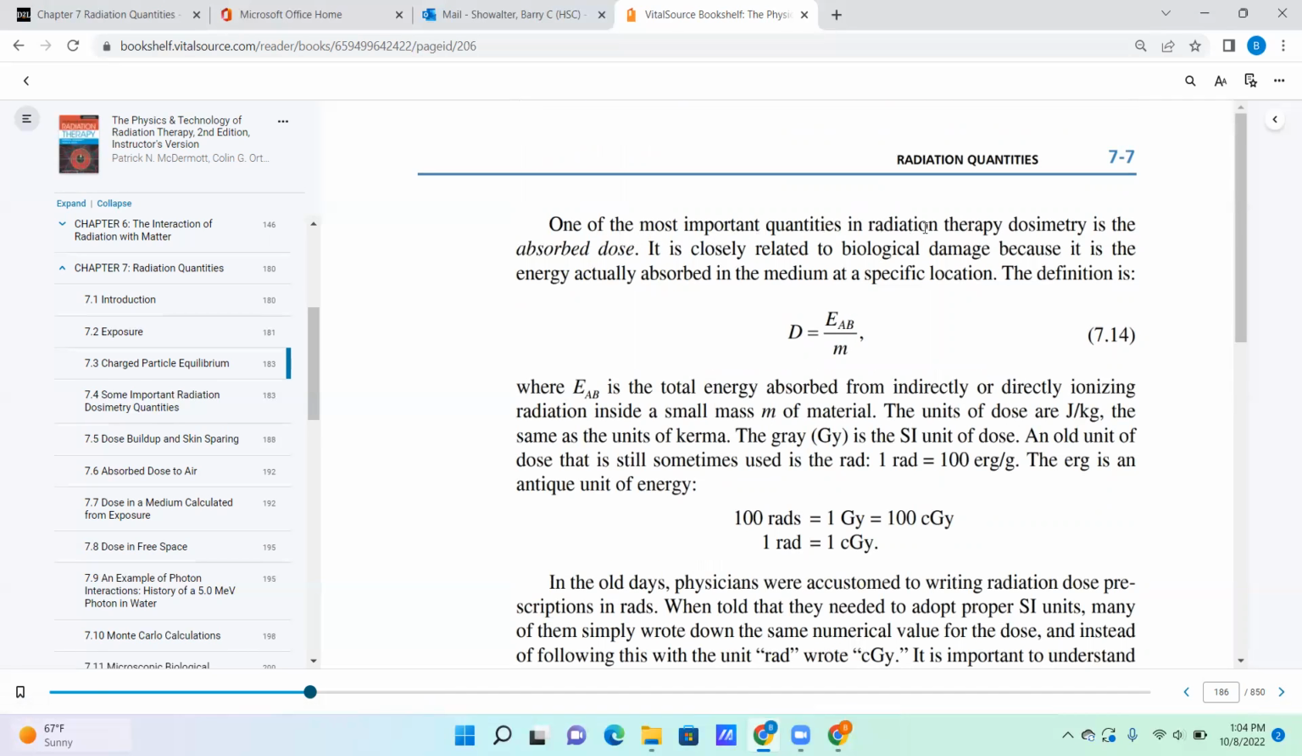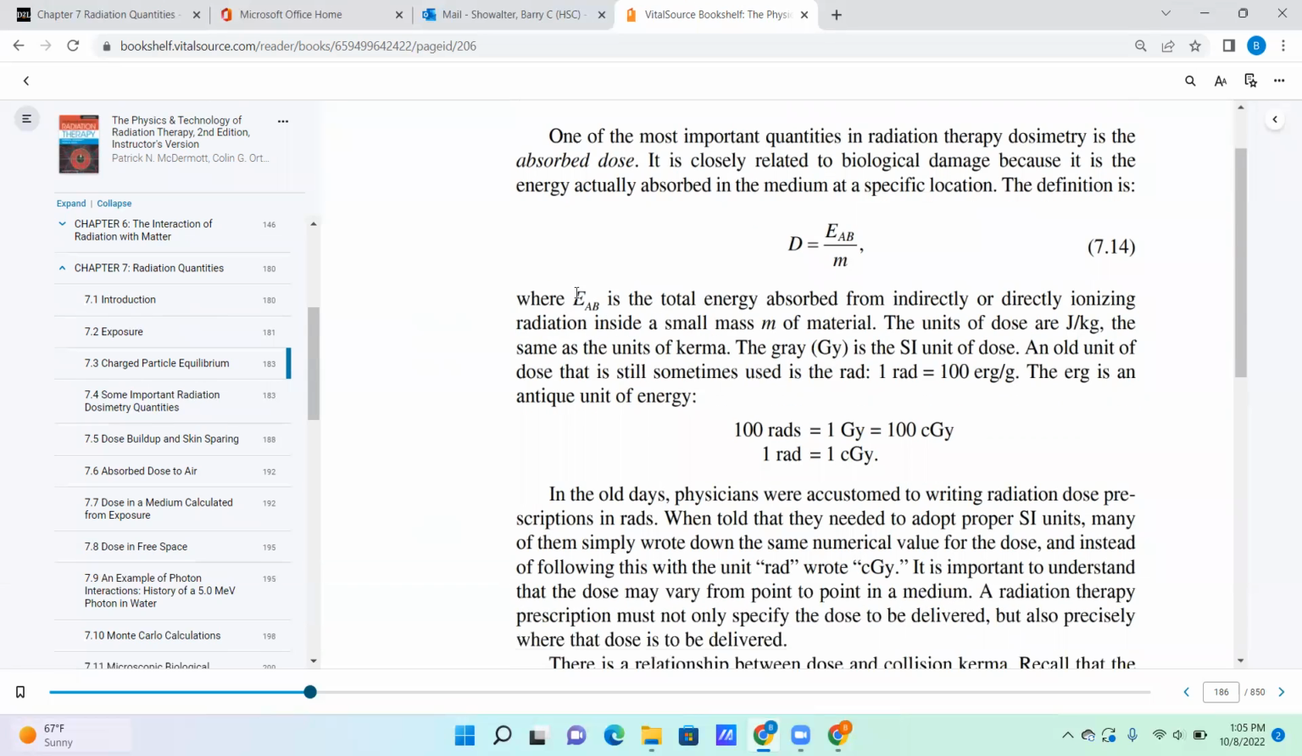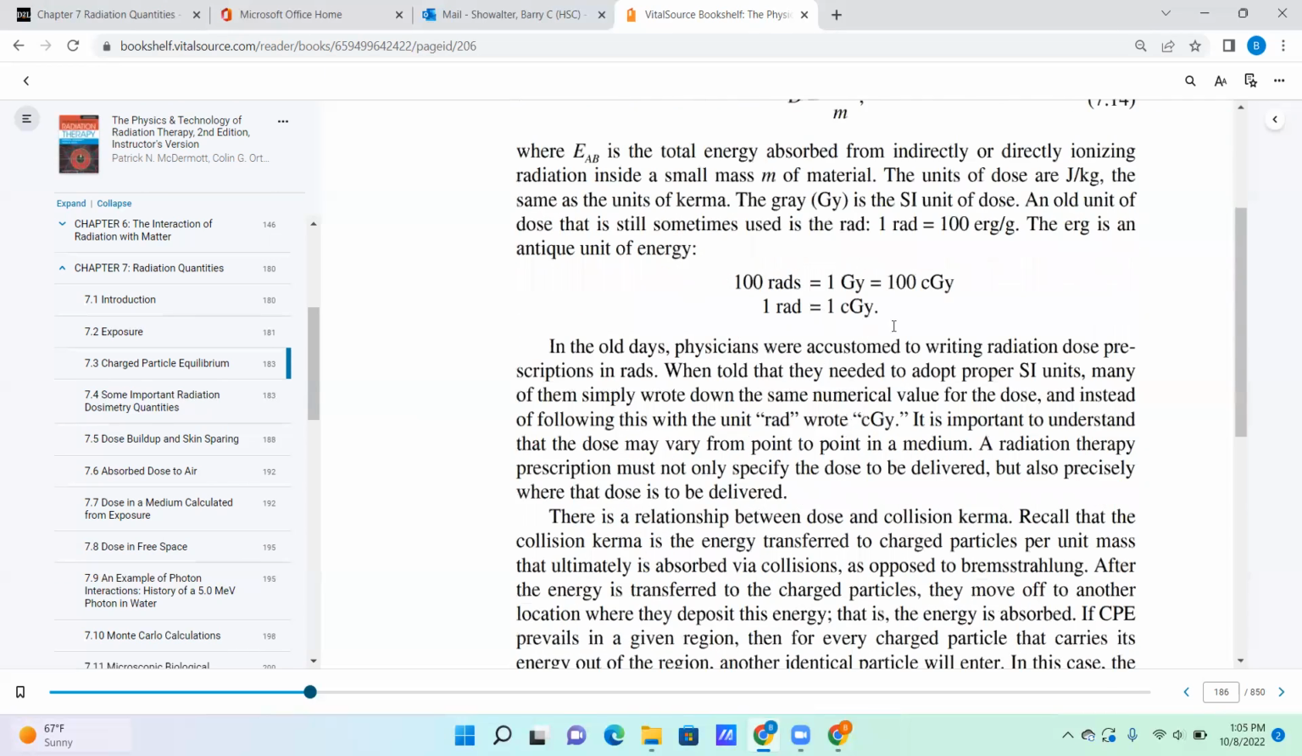One of the most important quantities in radiation therapy dosimetry is the absorbed dose. It's closely related to biological damage because it's the energy actually absorbed in the medium at a specific location. This is the definition. E sub AB is the total energy absorbed from indirectly or directly ionizing radiation inside a small mass of material. The units are joules per kilogram, same units as kerma. The gray is obviously used as the SI unit of dose. 1 rad is equal to 100 ergs per gram. The erg is an antique unit of energy. We don't really use it anymore.